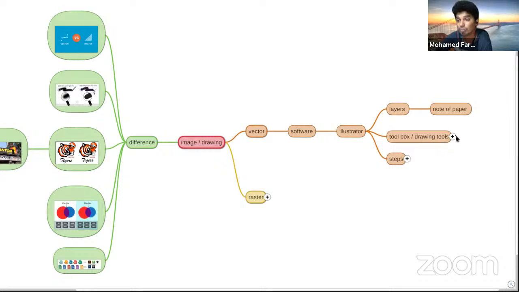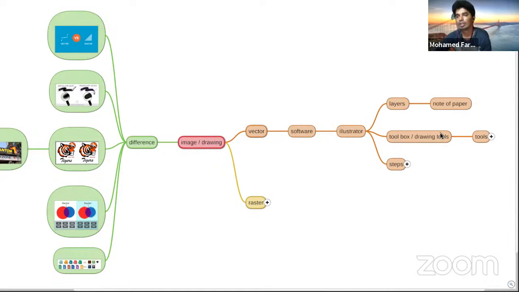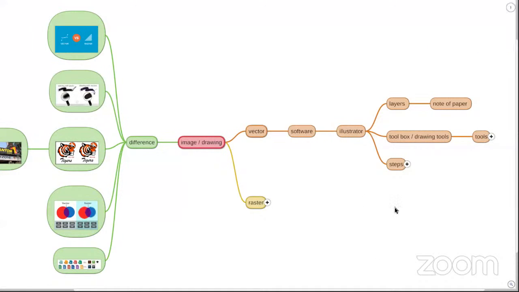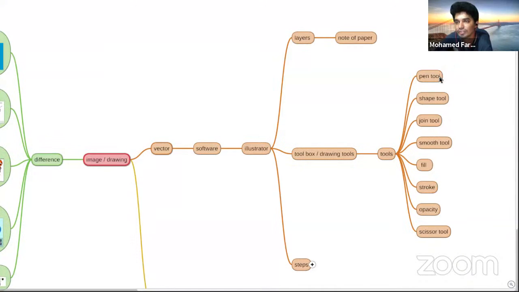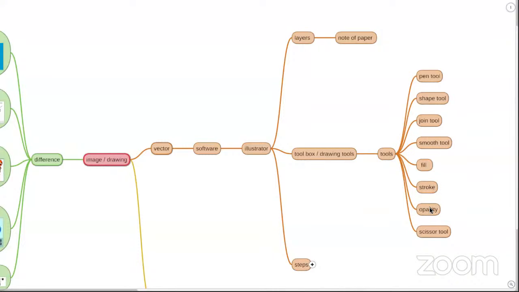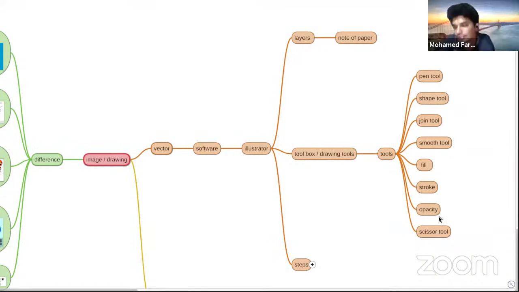And second, we have a toolbox. Toolbox is nothing but like a pencil box. When the students are using a box, right? They have so many drawing equipments, a pencil, pen, scale, rubber eraser, everything. In a similar way, here we have a toolbox where you have lots and lots of tools. What are the tools we are using? First tool is pen tool, shape tool, joint tool, smooth tool, fill tool, stroke tool, and opacity and a scissor. So these things we are using.